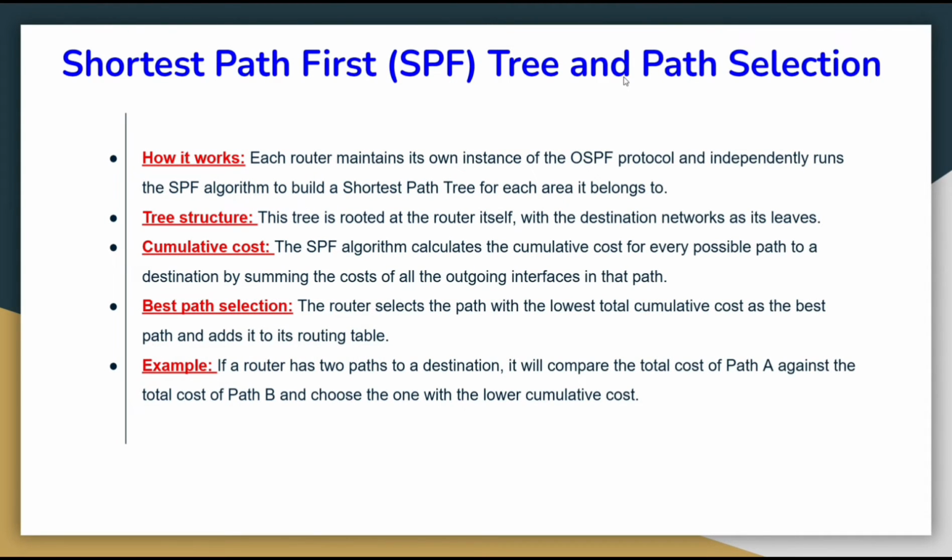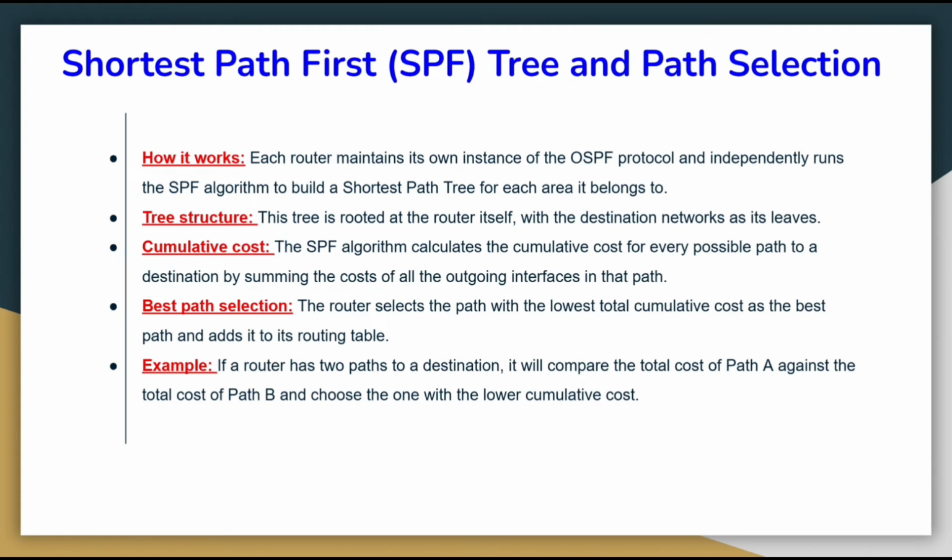Shortest path first, SPF tree and path selection. How it works: each router maintains its own instance of the OSPF protocol and independently runs the SPF algorithm to build a shortest path tree for each area it belongs to. Tree structure: this tree is rooted at the router itself, with the destination networks as its leaves. Cumulative cost: the SPF algorithm calculates the cumulative cost for every possible path to a destination by summing the cost of all the outgoing interfaces in that path.